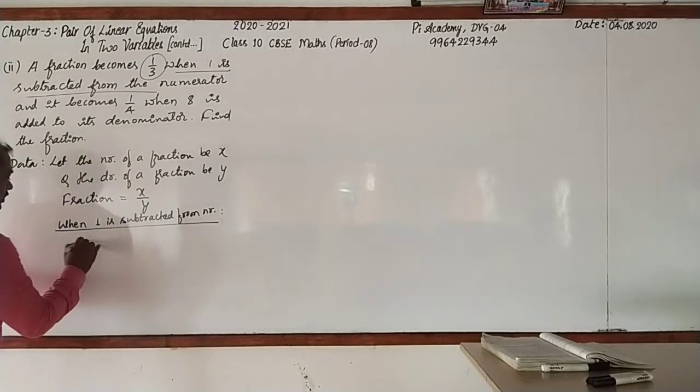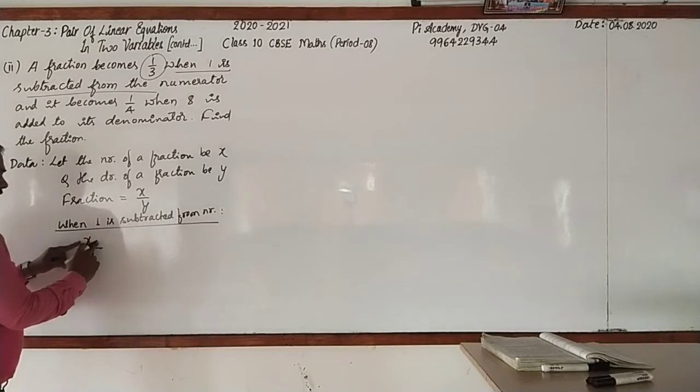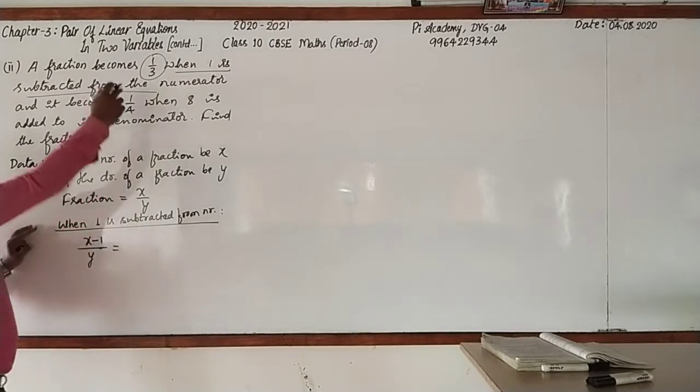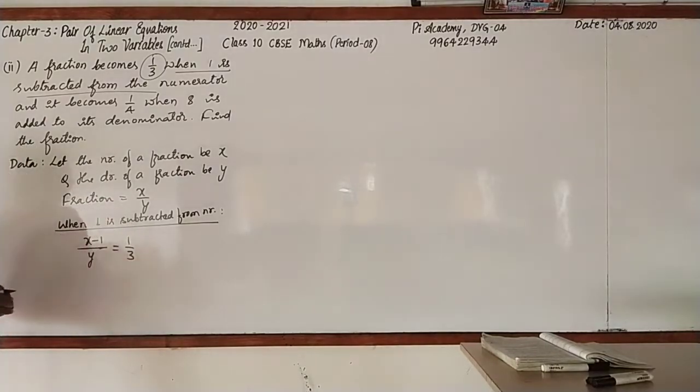Here I'll write, the fraction is x by y. 1 is subtracted from the numerator. Numerator is x. Let us subtract 1. Then the fraction becomes 1 by 3. Clear? Yes. Go for cross multiplication.